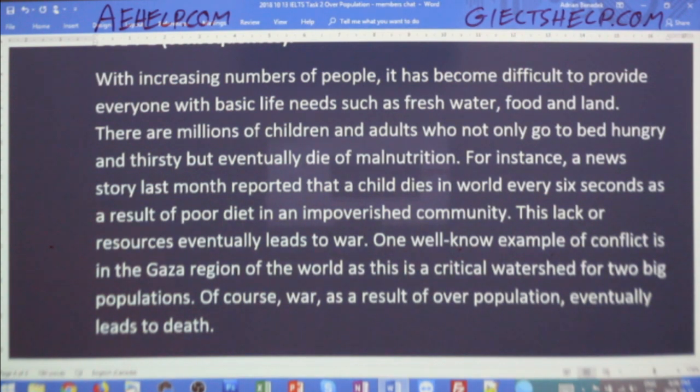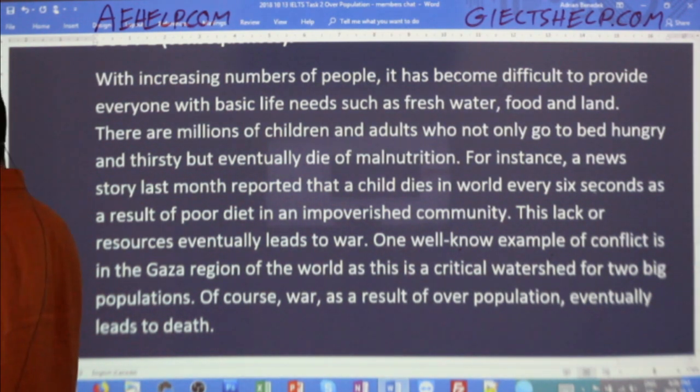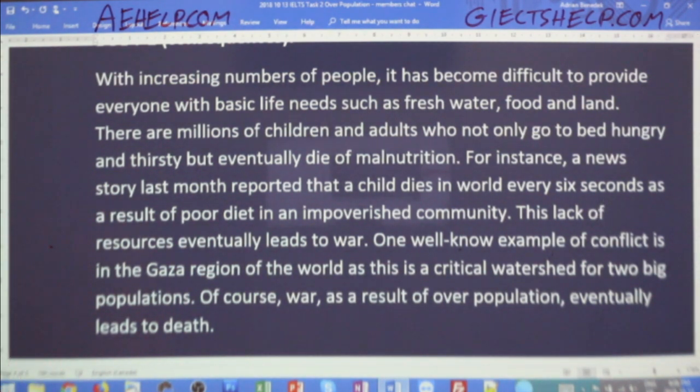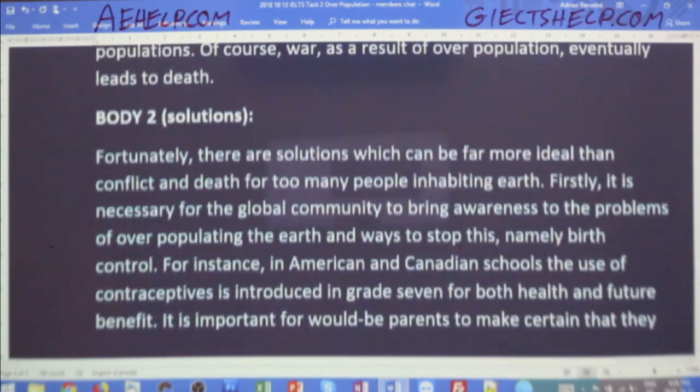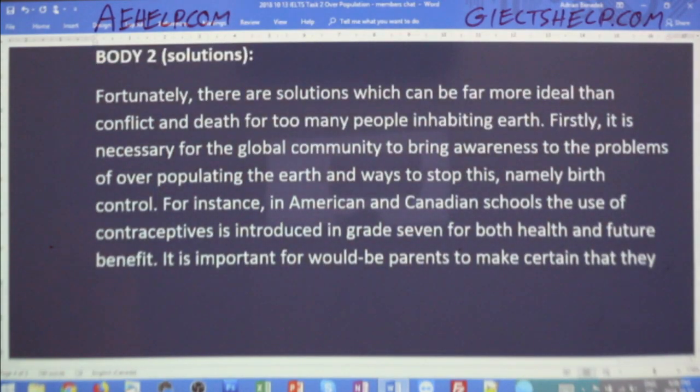This lack of resources eventually leads to war. You can say conflict. One well-known example of conflict is the Gaza region of the world, as this is a critical watershed for 2 big populations. Of course, war as a result of overpopulation eventually leads to death. Fortunately, there are solutions which can be far more ideal than conflict and death for too many people inhabiting Earth.